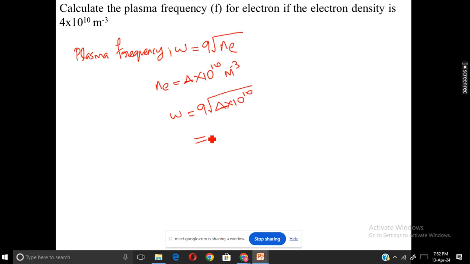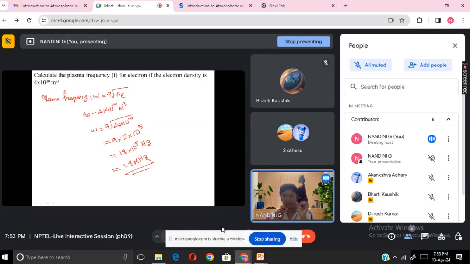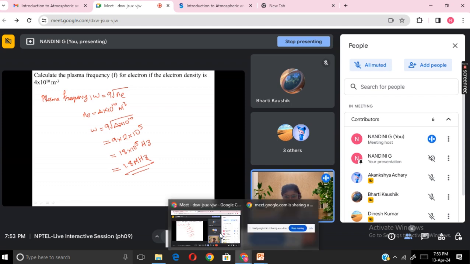which will basically be 9 into 2 into 10 raised to 5, which is 18 into 10 raised to 5 hertz. Or a better way to represent it is 1.8 mega hertz. This will be the answer. This will be the plasma frequency, when the density is 4 into 10 raised to 10 meter cube. So that was the last question in the assignments.